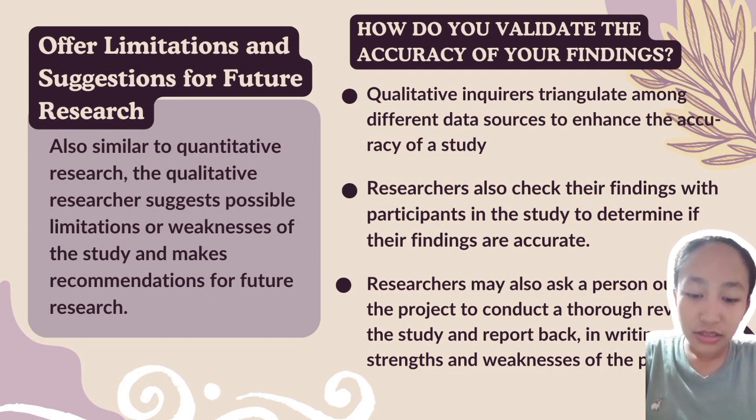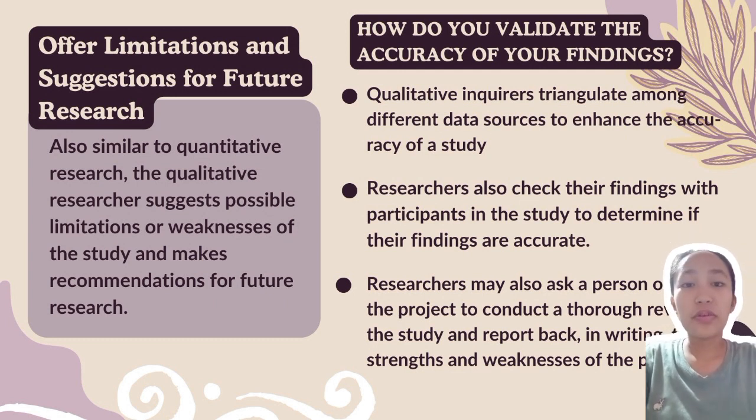So next is offer limitations and suggestions for future research. Also similar to quantitative research, the qualitative researcher suggests possible limitations or weaknesses of the study and makes recommendations for future research. In qualitative research, researchers talk about the limitations or weaknesses of the study and suggest ideas for future research. Limitations could be problems like issues of collecting data or when participants or researchers don't answer all the questions.